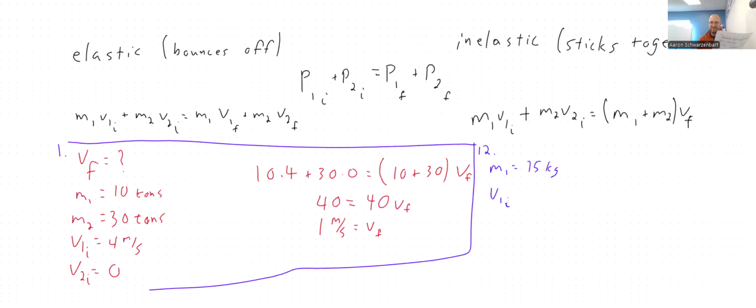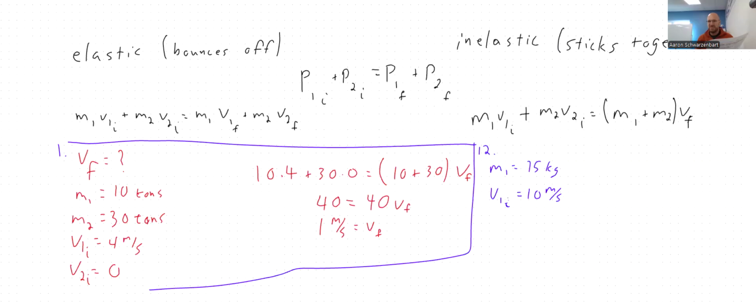Does direction matter? Did direction matter yesterday with the shot put and the skateboard? Yes, it did. Otherwise, we would have gone from 0 to something. Because it had a positive going forward with the shot put, negative going backwards. So direction is going to matter. One of them has to have a negative sign.